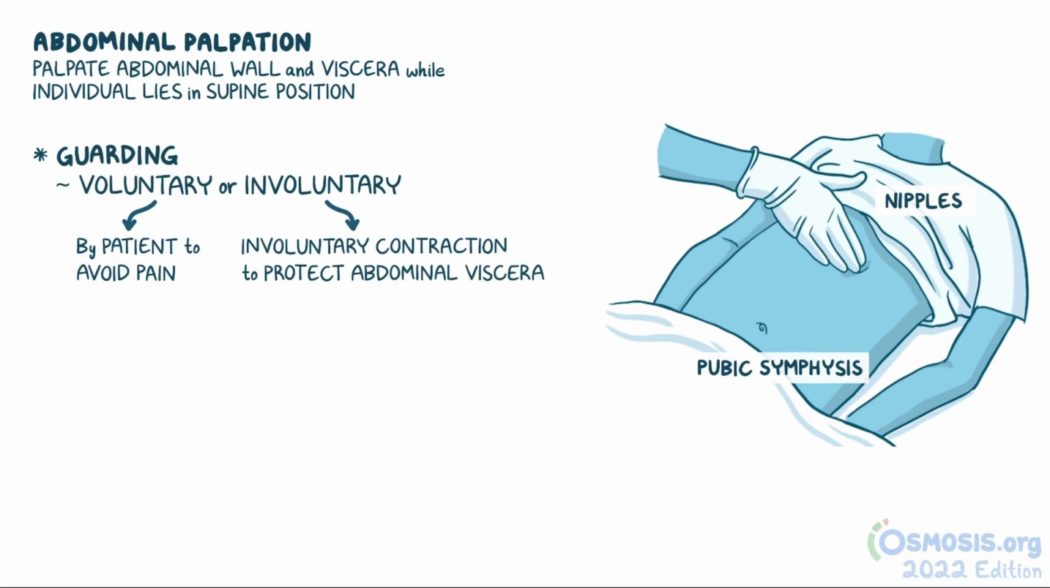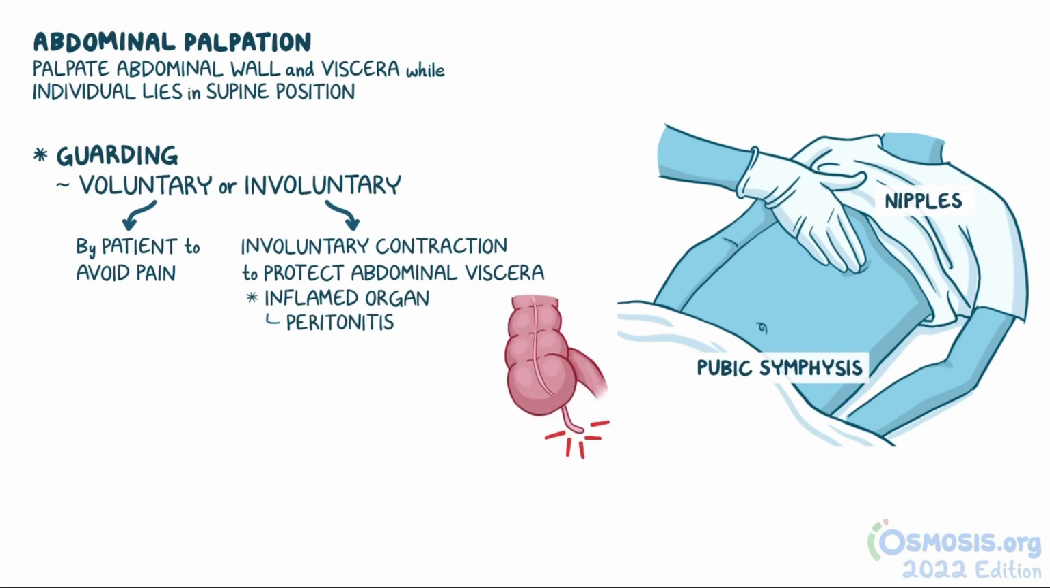Involuntary guarding is a reflexive muscular rigidity caused by an inflamed organ, such as the appendix, which results in peritonitis, or an inflammation of the abdominal peritoneum. This is often an indication of an acute abdomen, which is the sudden onset of severe abdominal pain, and why abdominal palpation is so important during a clinical exam.